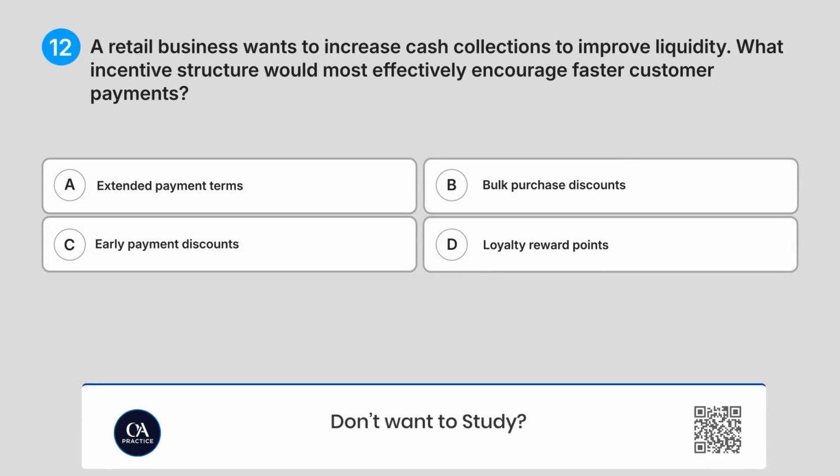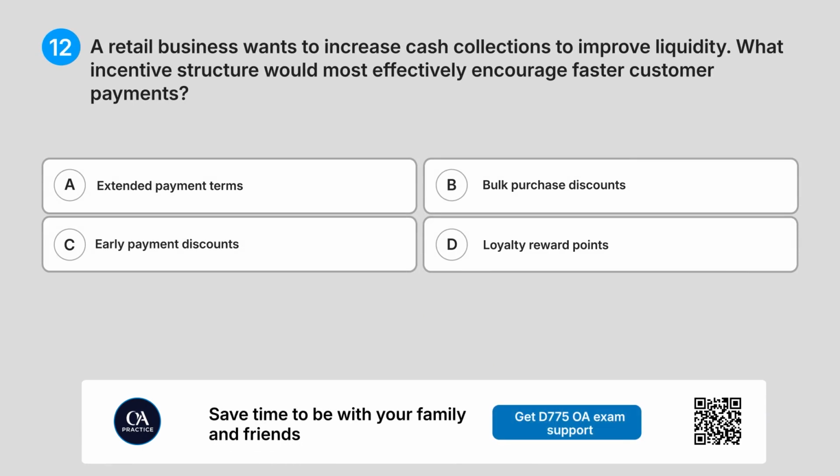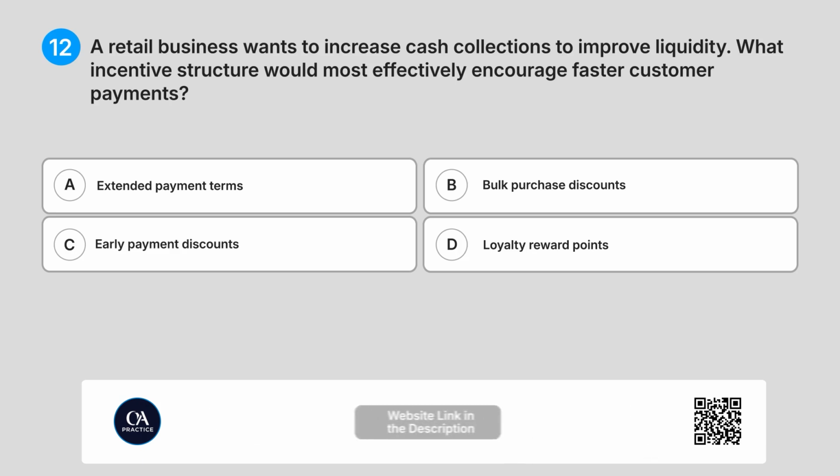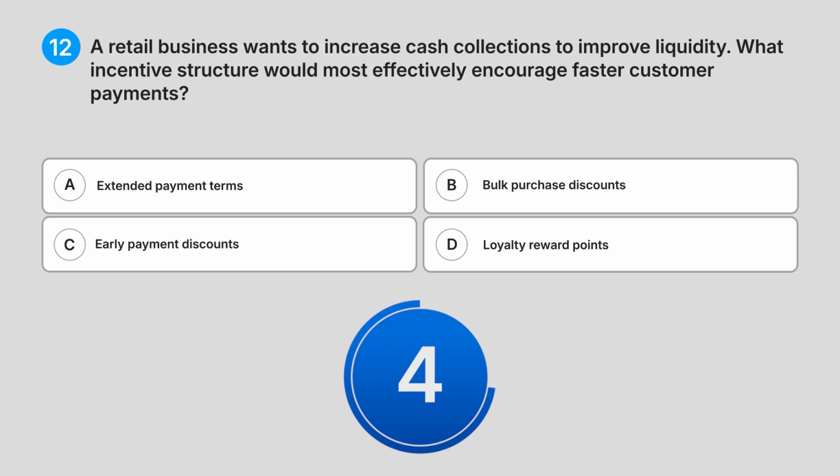12. A retail business wants to increase cash collections to improve liquidity. What incentive structure would most effectively encourage faster customer payments? A. Extended payment terms. B. Bulk purchase discounts. C. Early payment discounts. D. Loyalty reward points. Do you know the answer?